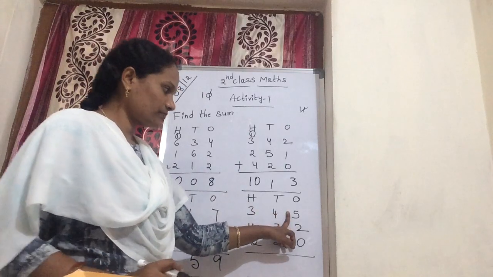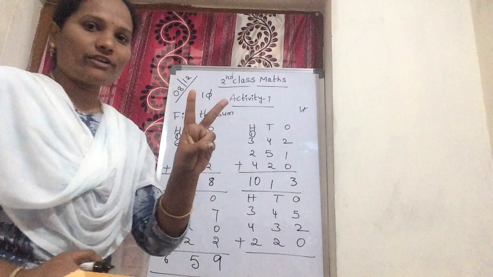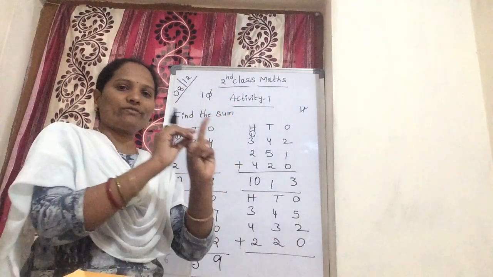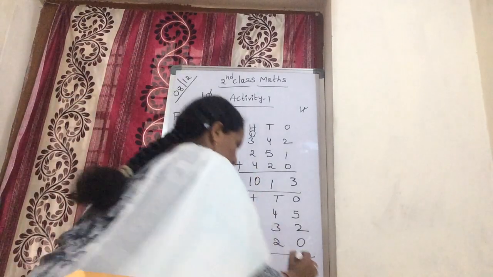Now next, 5 plus 2. Keep 5 in mind. 5 after 2 fingers. 5 after what comes, Amma? 5 after 6, 7. Now 7 plus 0 is 7.